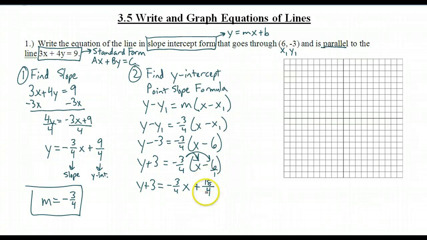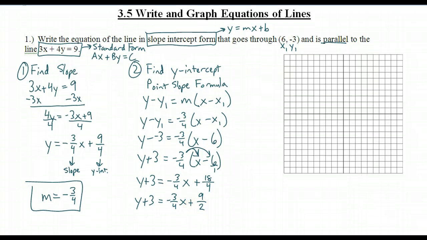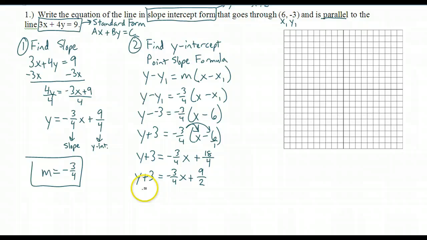And if you notice, 18/4 can be simplified. 18 is divisible by 2, and 4 is divisible by 2. So if I divide my numerator by 2 and my denominator by 2, I'm left with 9/2. Now I need to continue solving for y by subtracting 3 from both sides. So I'm left with y equals negative 3/4 x. Well, now I need to figure out what this is. So I'm going to do that math off to the side here.